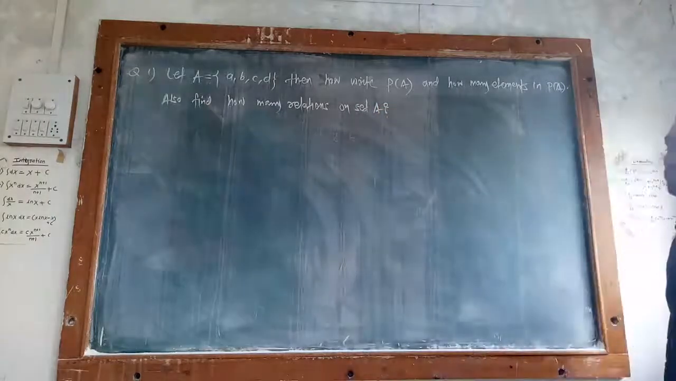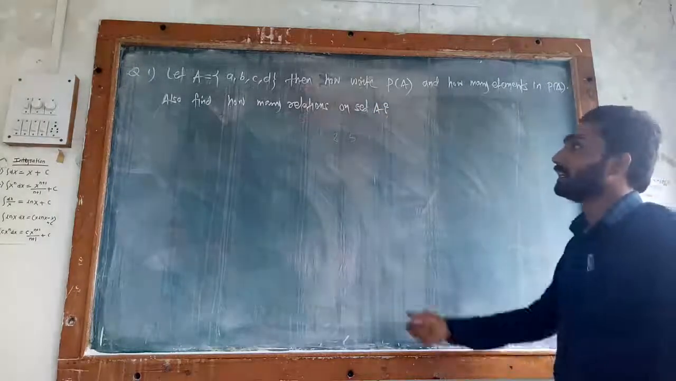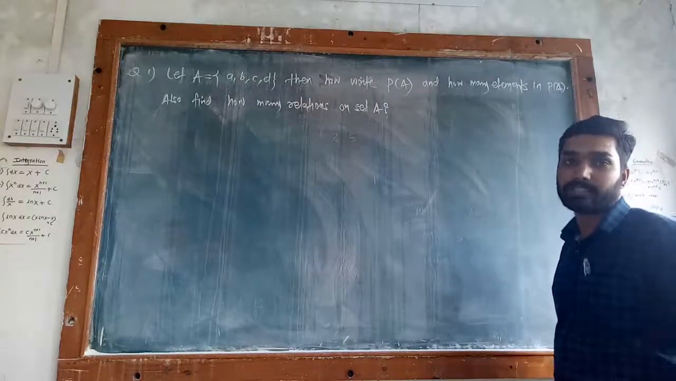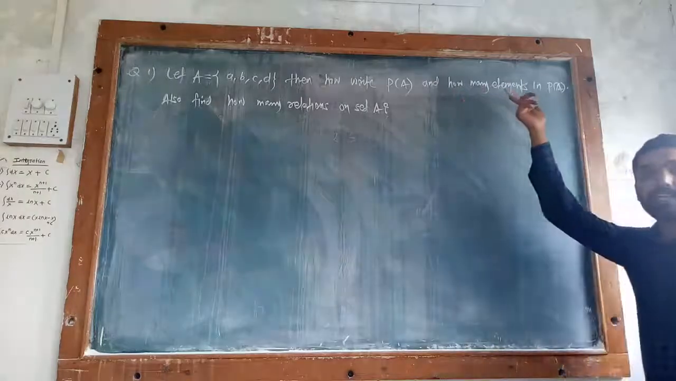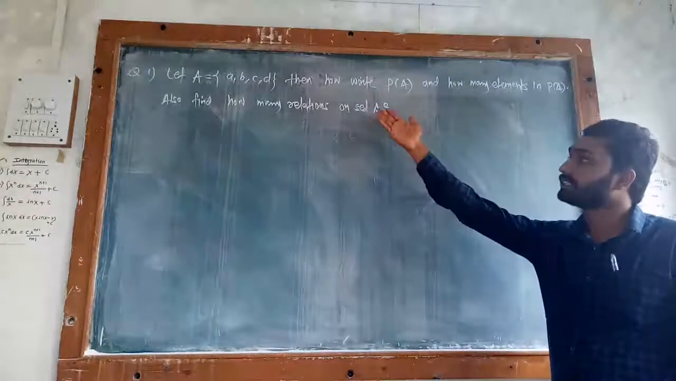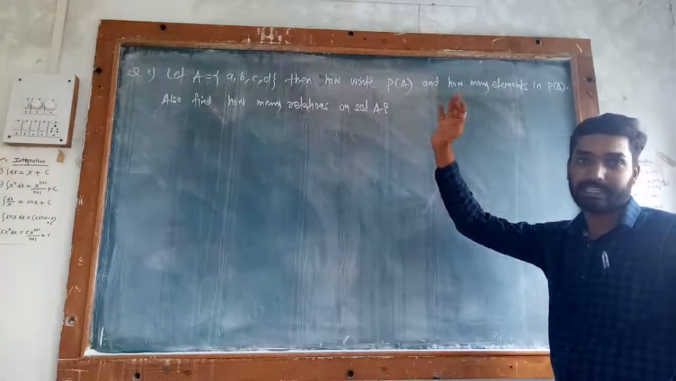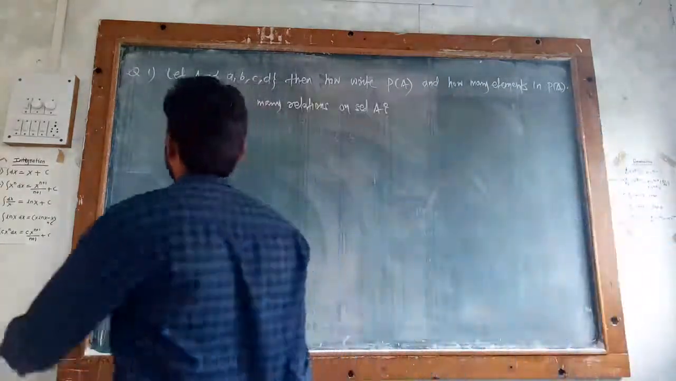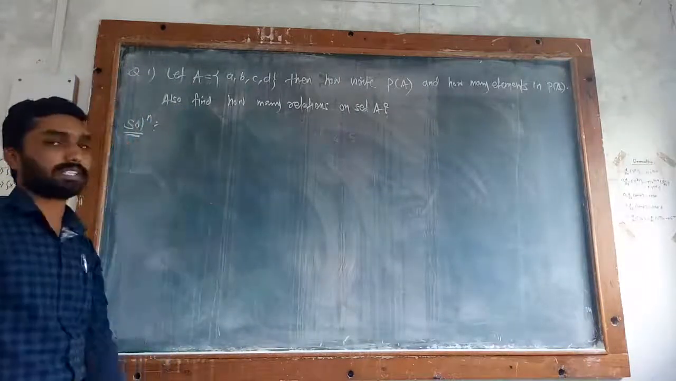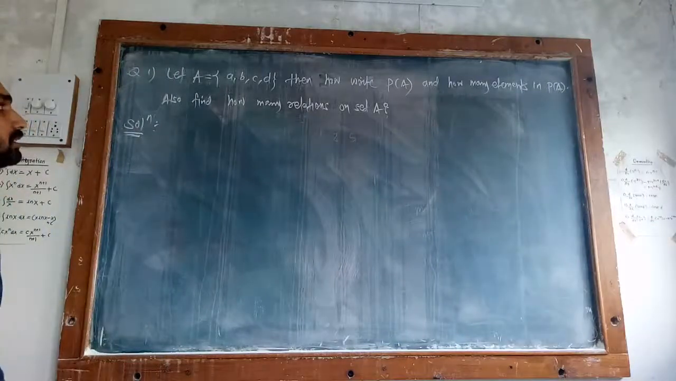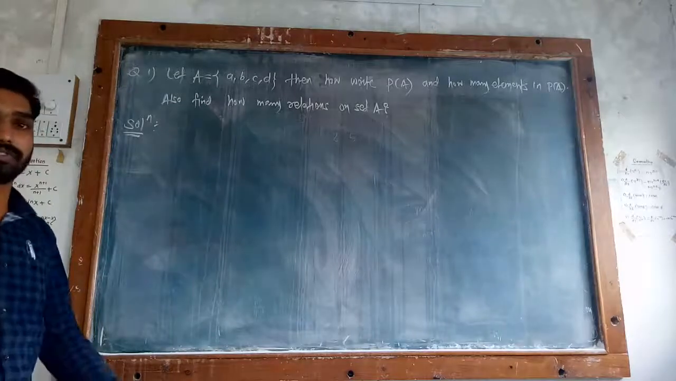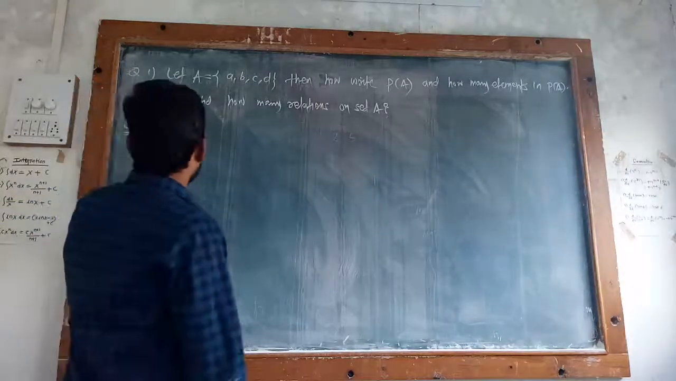What is your question? We have been given set capital A equal to {a, b, c, d} containing 4 elements. Then we have to write down its power set and also how many elements are in that power set, and also find how many relations are on set A. Okay, so let us write down the solution. This is your practice of solving the question. Already in the previous lecture we have studied how to write down the power set and how to find the number of relations on that set.